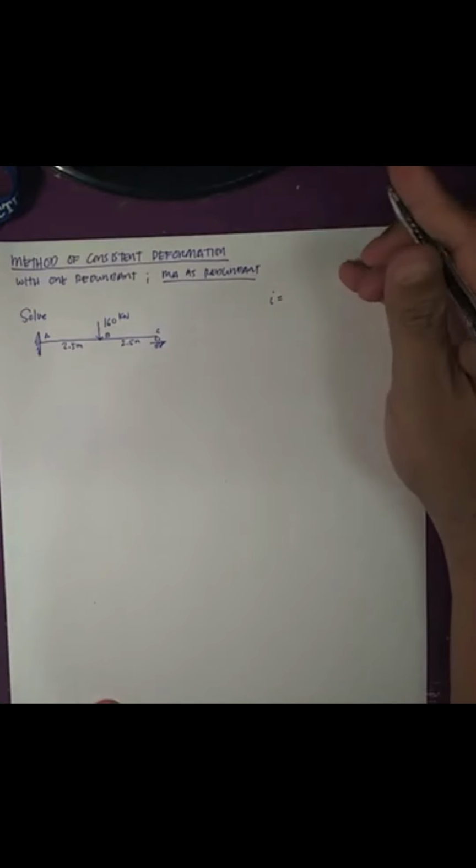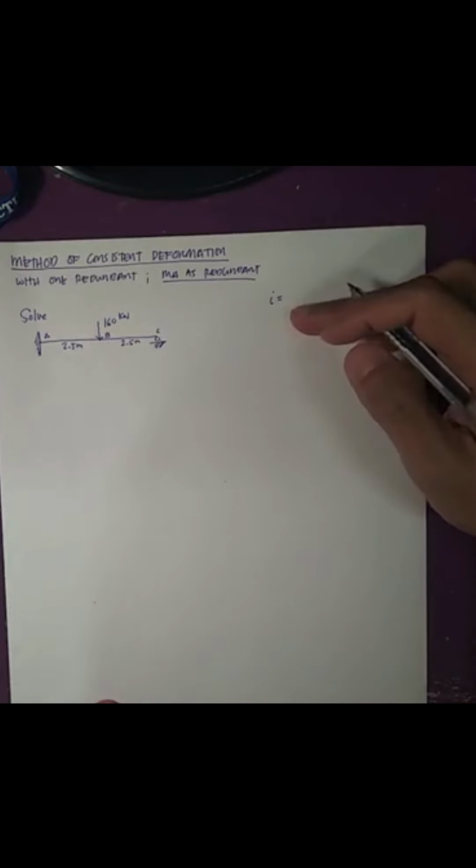So again, this method is applicable for indeterminate structures. So the first thing that we have to do is to check for the degree of indeterminacy, if it is really indeterminate. So that would be reactions minus equations minus the number of conditions.